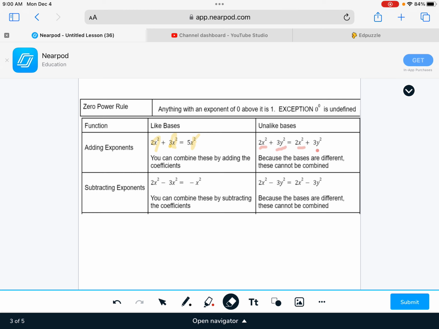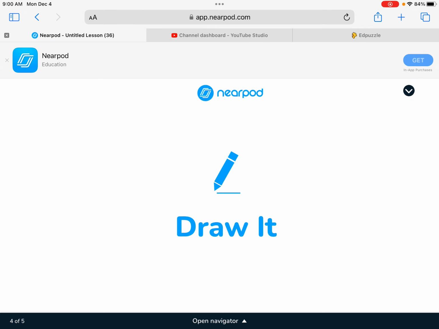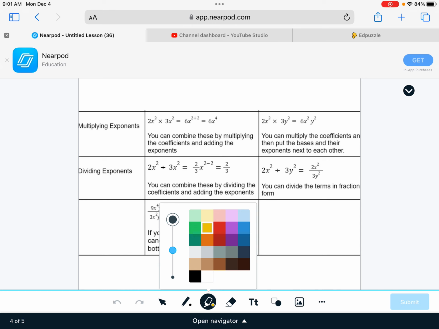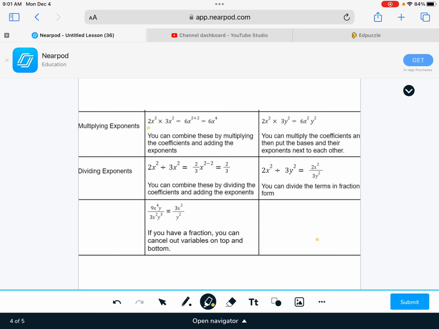Okay, next, with subtracting exponents, the same rules apply where the bases have to match and the exponents have to match, but they can subtract the coefficients just like normal. With multiplying exponents, you actually don't need to worry about having the same exponent or the same coefficient or the same base. You'll notice that when you're multiplying exponents, you can multiply the coefficients. 2 times 3 equals 6. All right, and then you'll notice that I have 2 and 2 as my exponents here. And if I add the 2 plus the 2, I get 4, okay?